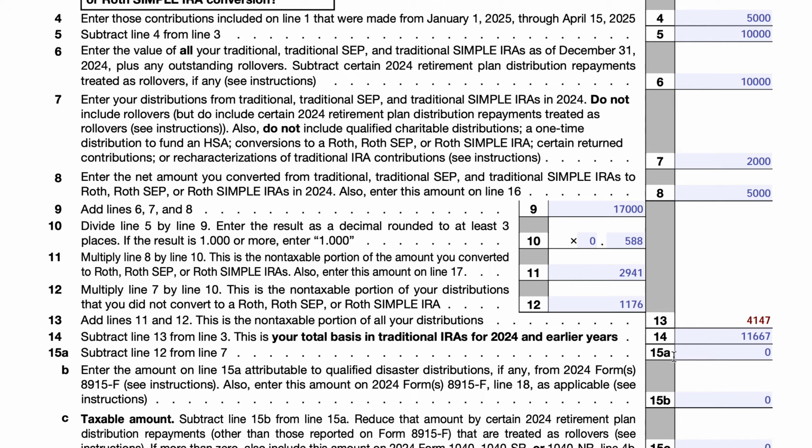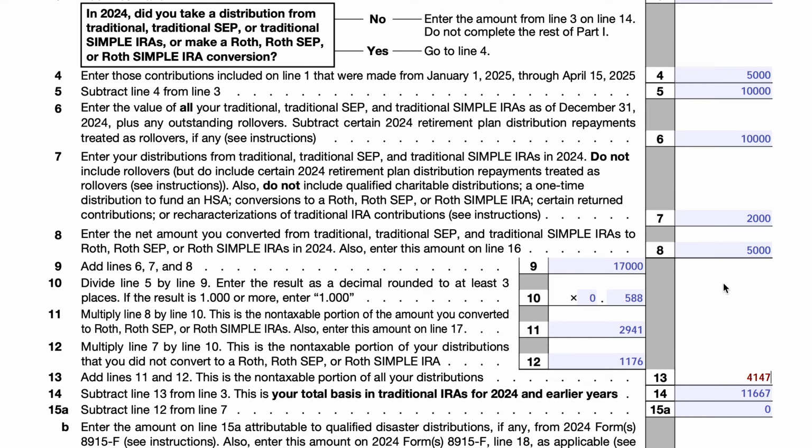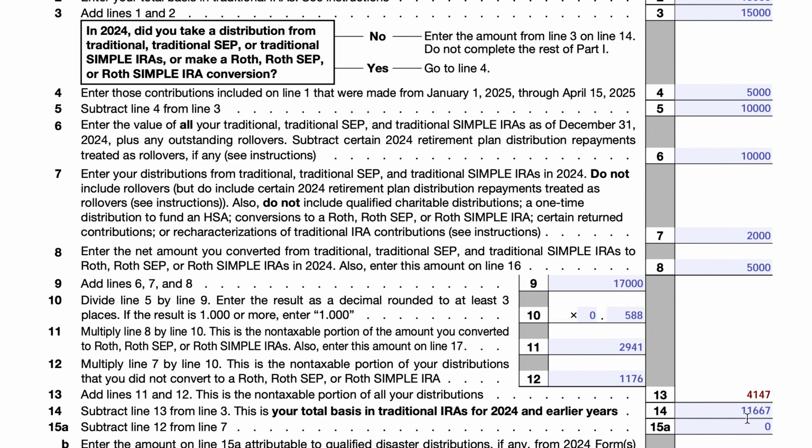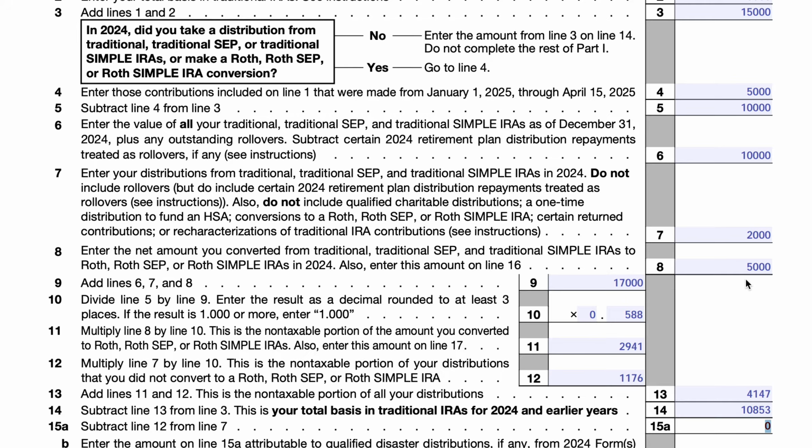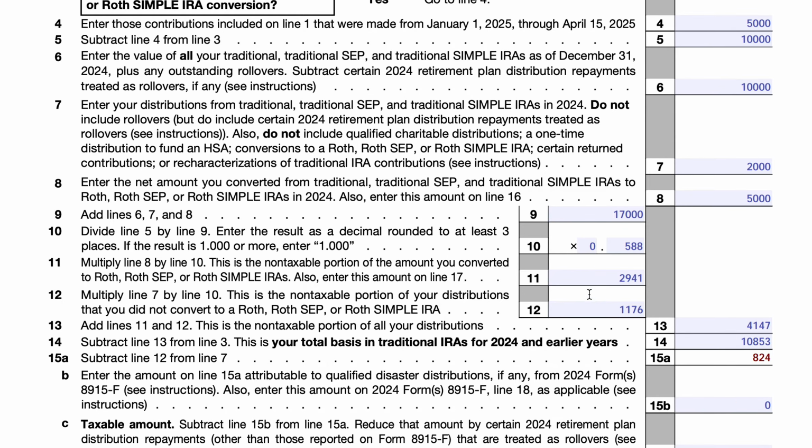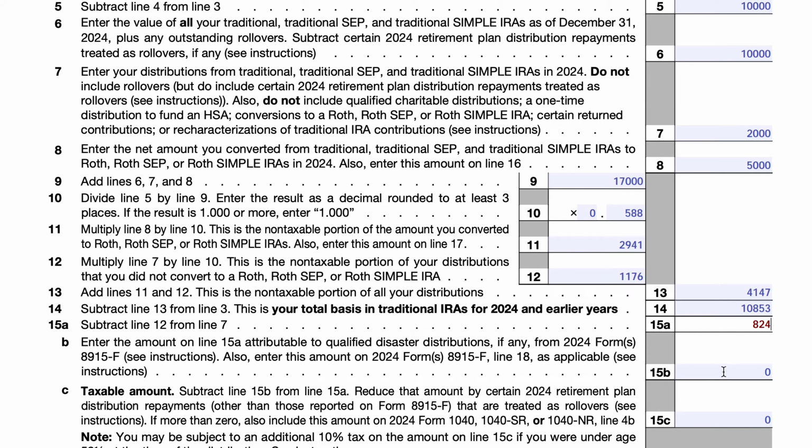And now we're going to subtract line 13 from line 3, which gives us a slightly different basis amount. So this, I believe, would be 10,853. We're going to subtract the line 12 amount from line 7, and that gives us 824. And if we still didn't have any disaster distributions, then this 824 would become the taxable amount.